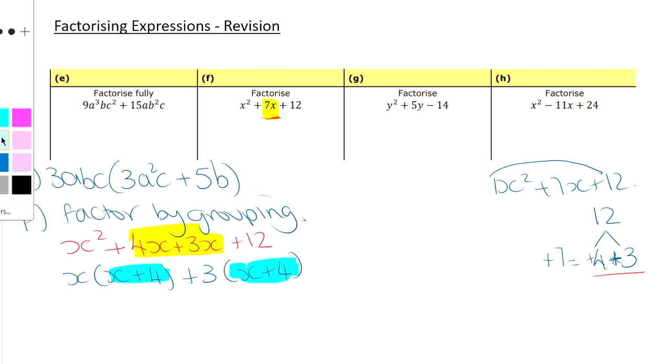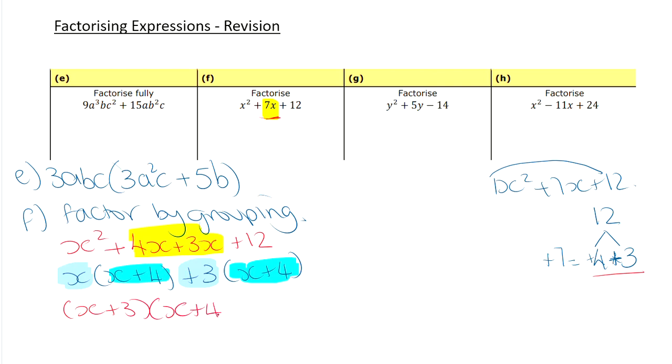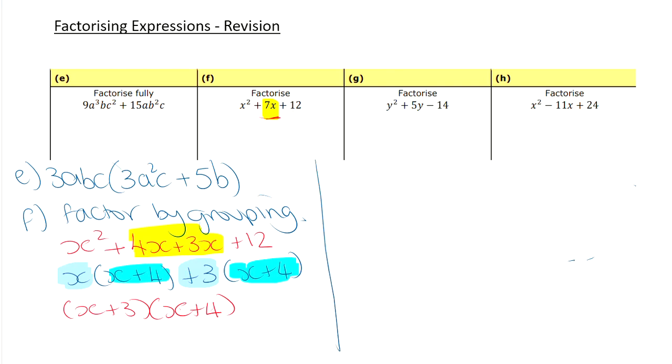And then we can combine these two terms also. So we'll have x plus 3, and then we only write the second term once. So x plus 3, x plus 4. And if we were to check, well, x times x is x squared, 3x plus 4x is 7x, and 3 times 4 is 12. So we know it's correct.